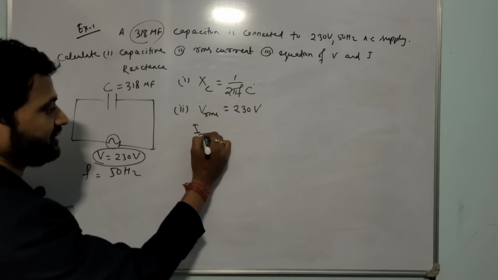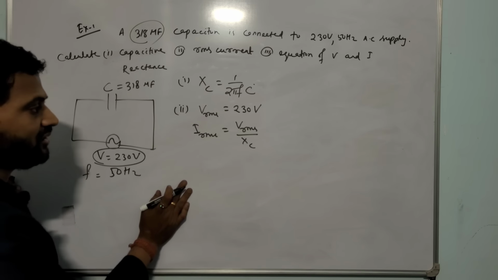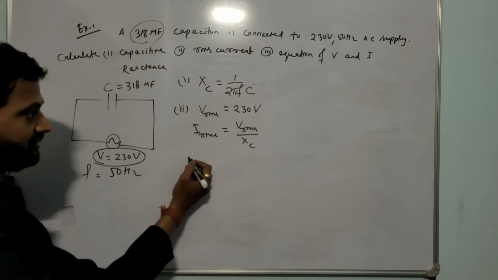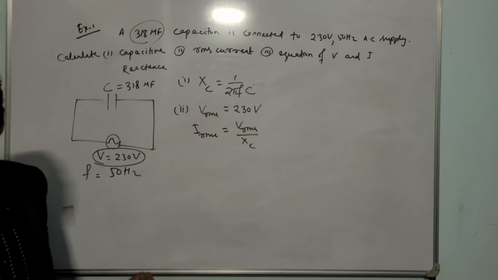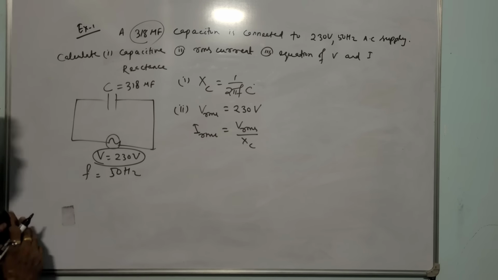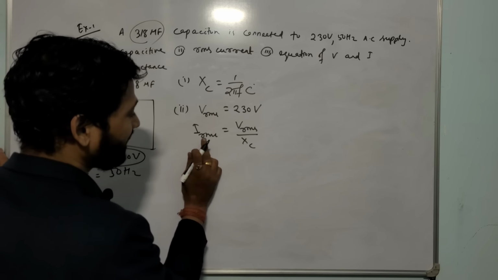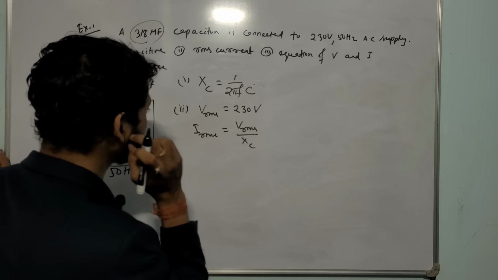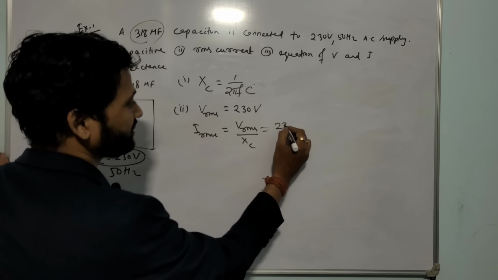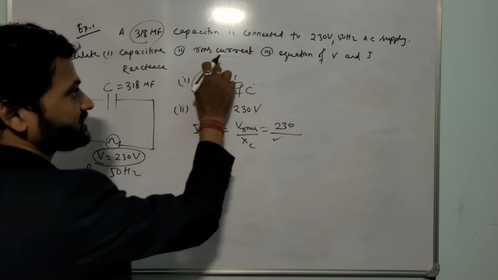RMS current क्या है, IRMS क्या है, VRMS voltage upon opposition, that is one method. और भी एक मेथड है। मतलब IRMS is VRMS upon XC, VRMS कितना है 230, XC ऑलरेडी यू गॉट फ्रॉम हियर, यू पुट द वैल्यू एंड गेट द आंसर. सो RMS करंट मिल गया.